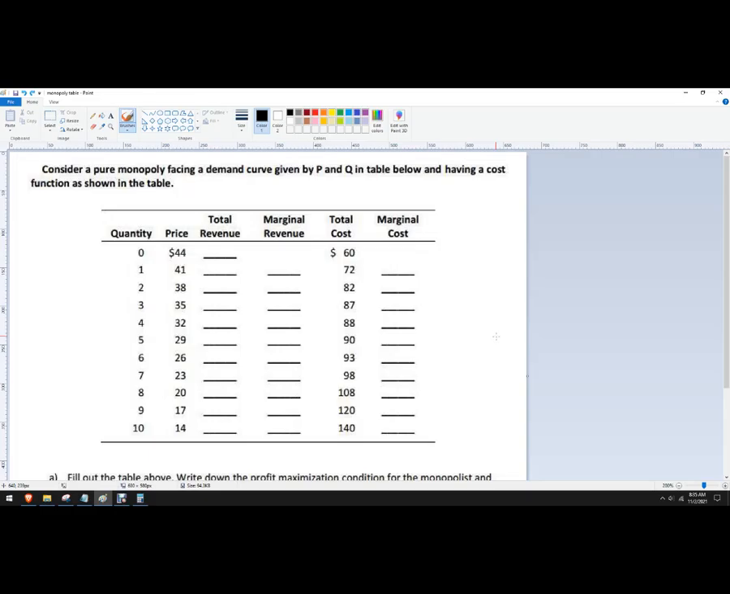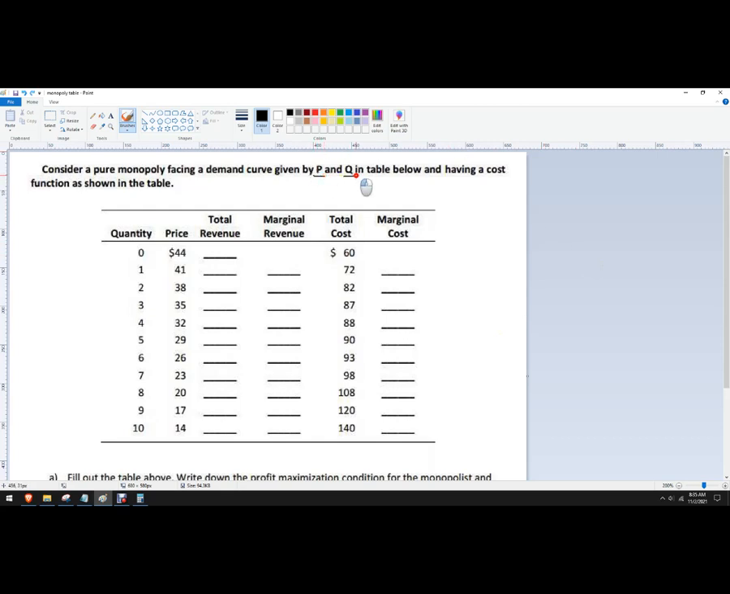In this video, I'm going to solve for profit maximizing quantity and price for a monopoly. This problem calls it a pure monopoly. And we're just going to do that by hand in this one. Okay, so you can do that on some kind of test.